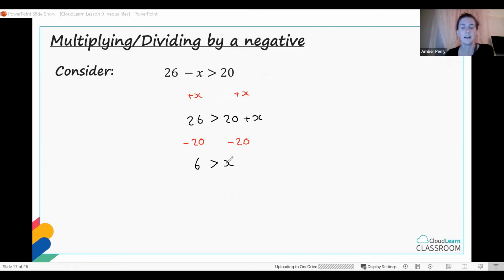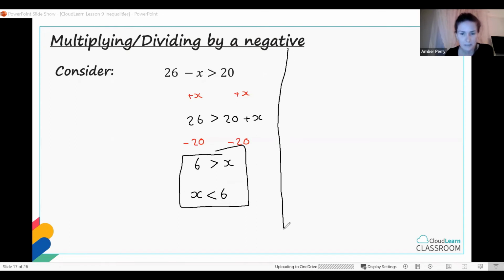But what you'll notice is the x is now on the other side. Rather than having x on the side bigger than, I've now got x on the side smaller than. Because this x is now on the other side, if I wanted to write x here, I would have to write x is less than 6. These two things are the same thing: 6 is greater than x, or x is less than 6. So you'll see that this inequality sign from where it started to where it finished has actually flipped over.